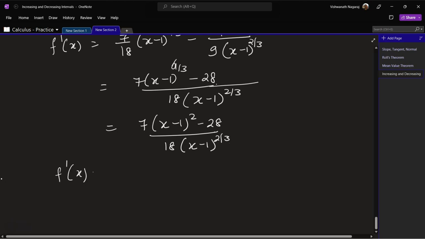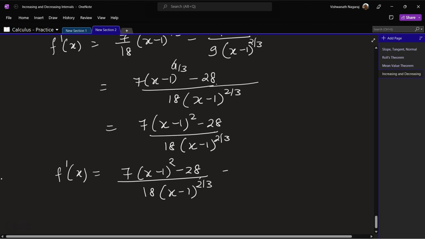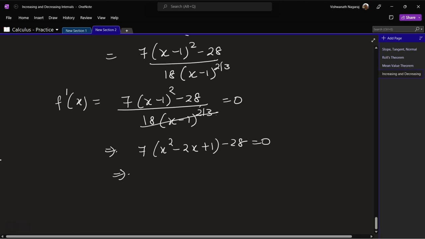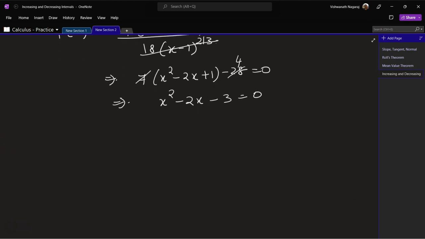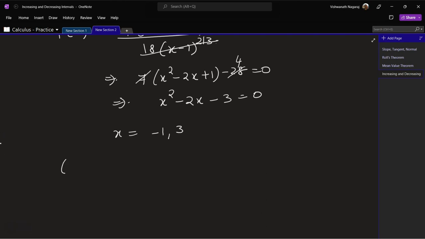Let's equate it to 0 to figure out the critical points. So 7 times (x minus 1) square minus 28, divided by 18 times (x minus 1) to the power of 2 by 3, equal to 0. So the denominator goes off and we are left with 7 times (x square minus 2x plus 1) minus 28 equal to 0, which gives us, dividing throughout by 7, x square minus 2x minus 3 equal to 0. And we know how to solve this. So x would be equal to minus 1 comma 3. So our intervals are minus infinity to minus 1, minus 1 to 3, and 3 to infinity.